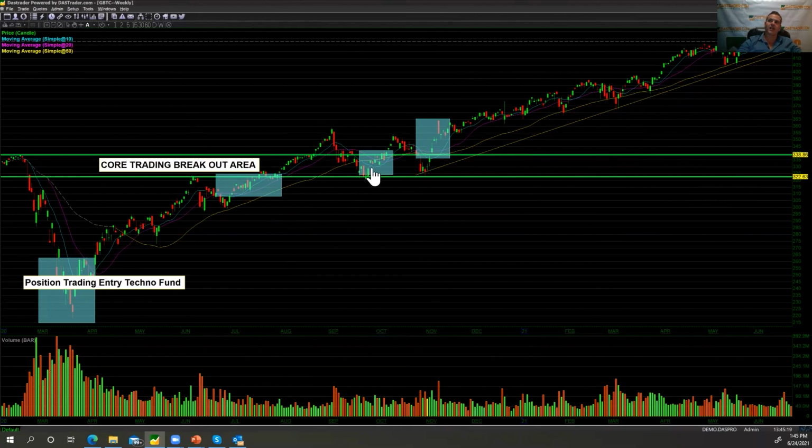But anywhere buying in this area, your stops would be below these lows. So if you were going to put a stop on anything, if you got in here, you'd put your stop down here, right? If you got in here, you'd put your stop down here underneath those prior areas of support and resistance. If you got in anywhere over here, you'd have to put your stop below the lowest low of that range.